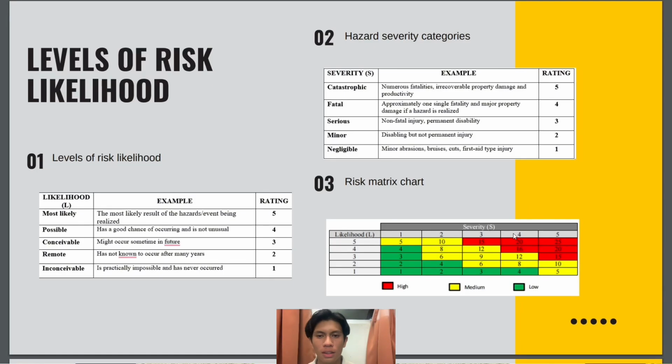So this is an example for the level of risk likelihood. We have the first one, level of risk likelihood, the second one, hazard severity category, and the last one, risk matrix.